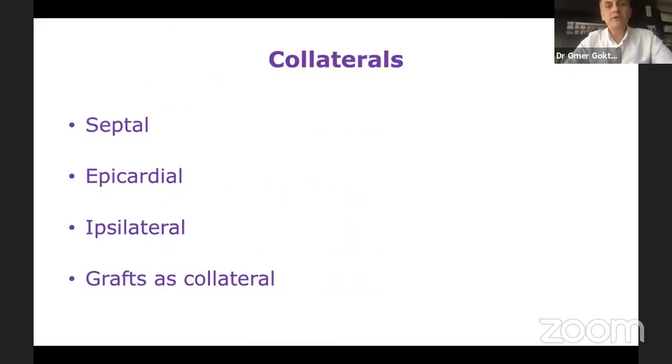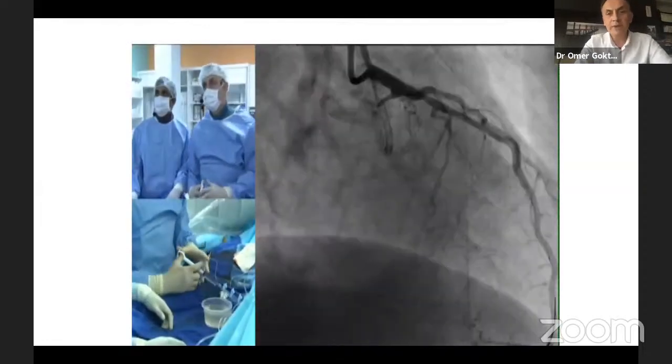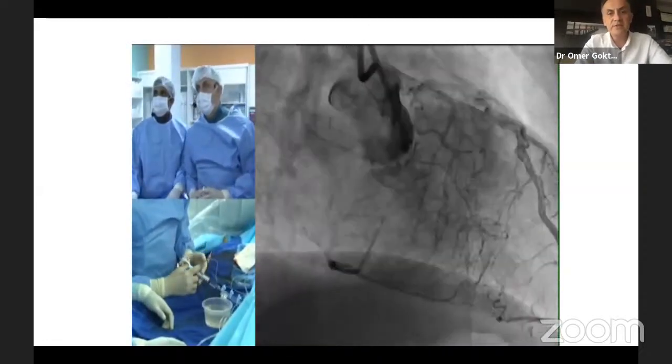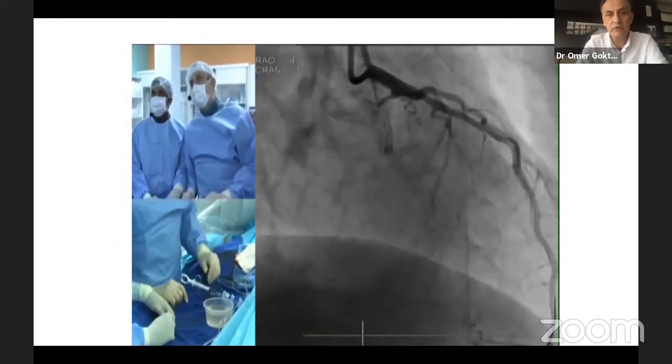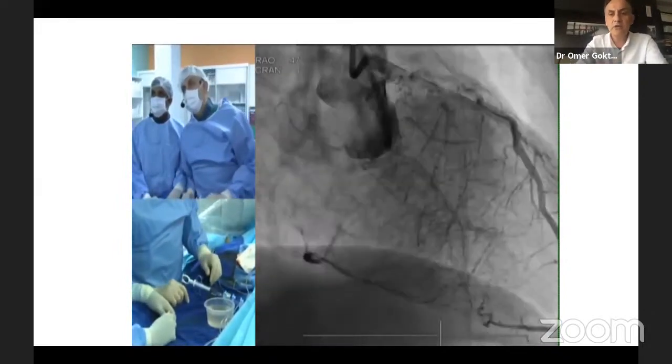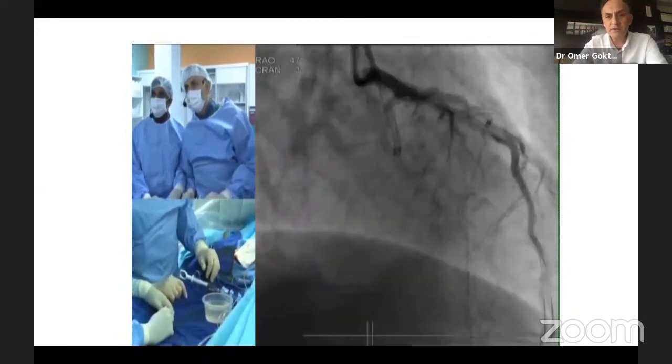So which kind of collateral do we have? We might have septal collateral. We could use epicardial, ipsilateral, and also we can use grafts as collateral. I will show you some examples. For example, septal collateral. This is a case we did with Ramiş in Turkey for one of the European meetings. And now we are seeing which collateral is the good one.